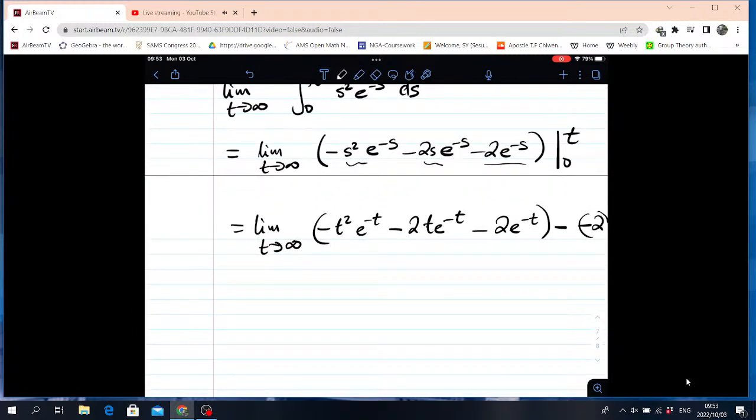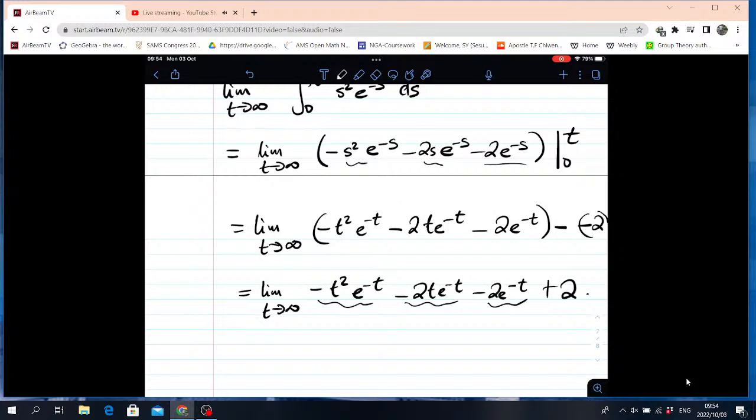And then we can then say this is the limit as t tends to infinity of minus t squared e to the minus t minus 2t e to the minus t minus 2 e to the minus t plus 2, right? And now we want to find out what's the limit. So before we go to the answer, we will realize that, well, we need to find out what these are. This one, as t tends to infinity, should be easy.